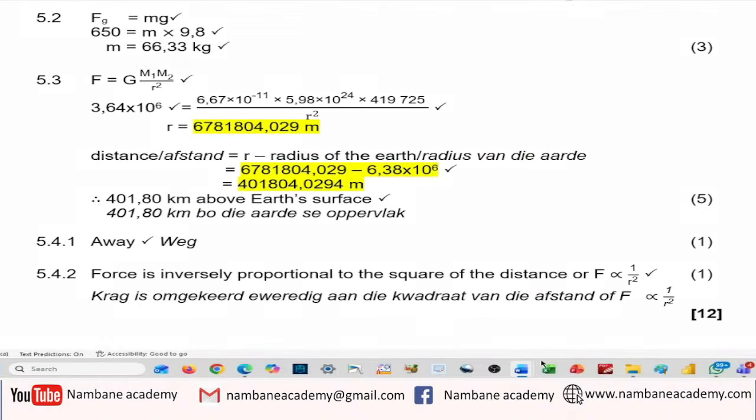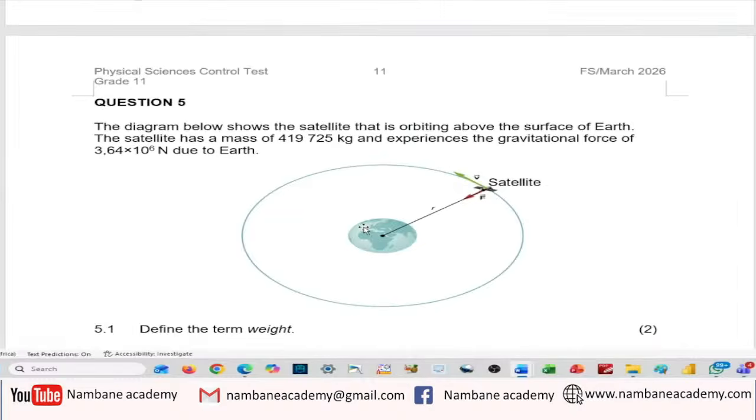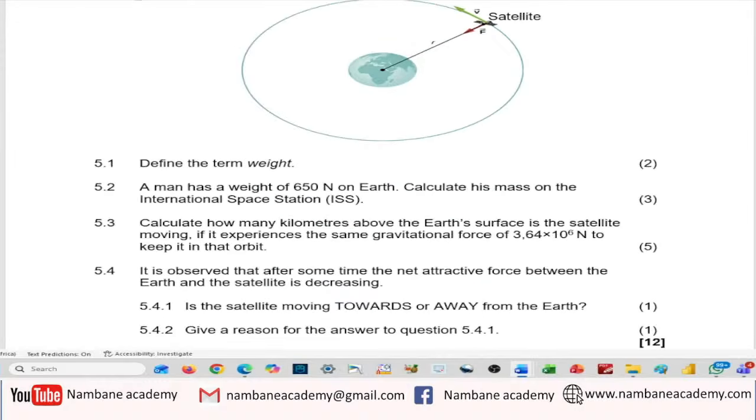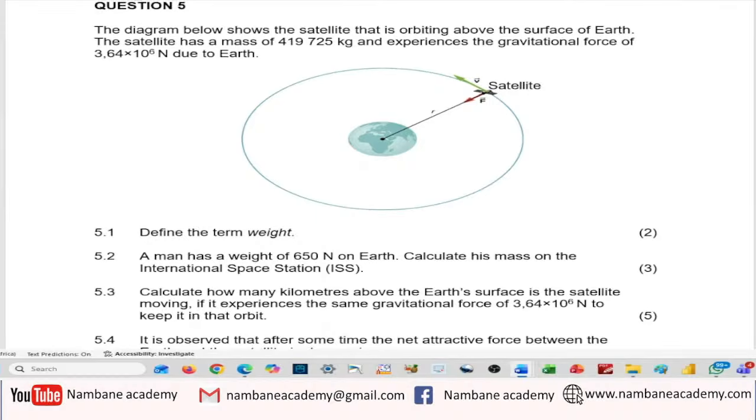Question 5 was on universal gravitation, Newton's law of universal gravitation. There, colleagues, the diagram below shows a satellite that is orbiting above the surface of the Earth. The satellite has a mass of 419,725 kilograms and experiences a gravitational force of 3.64 times 10 to the power 6 newtons due to Earth. Then the first question, learners were expected to define weight.